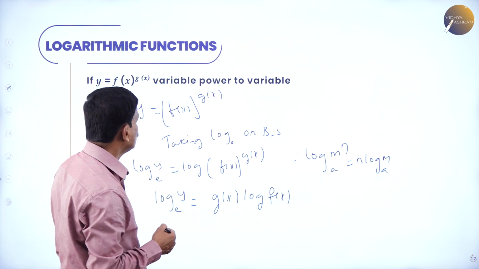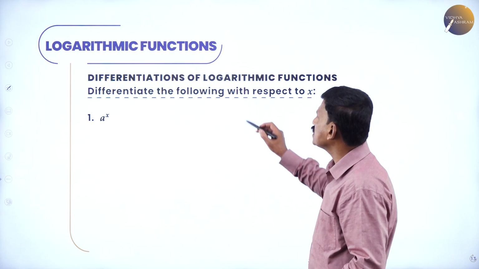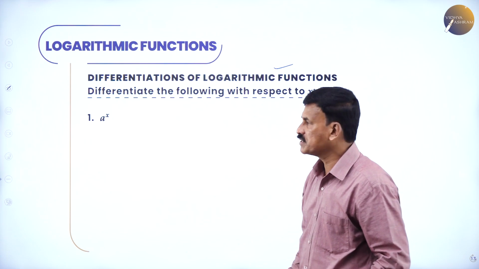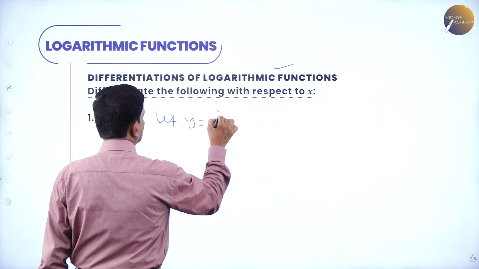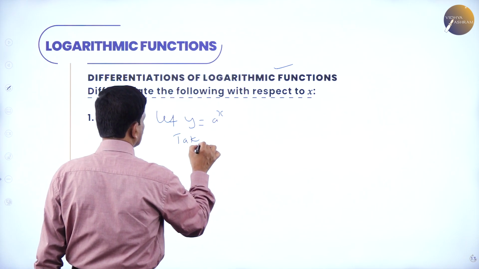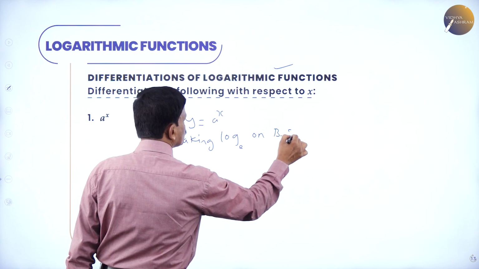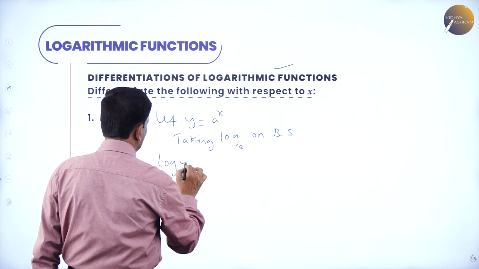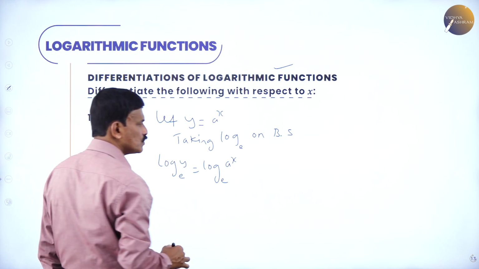Now move on to a problem. Differentiate the following with respect to x. These are all examples for logarithmic differentiation. Now let us take, let y is equal to a to the power of x. Taking log to base c on both sides, then log y to base c is equal to logarithm of a to the power of x to base c.